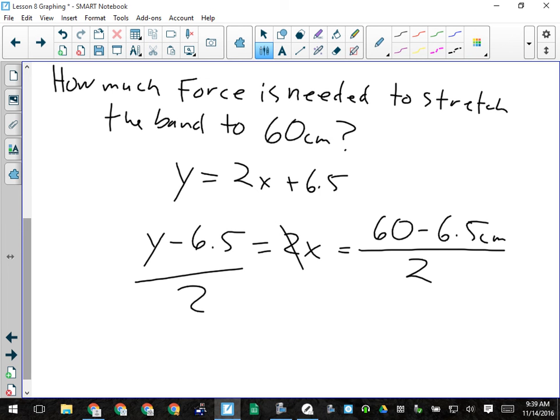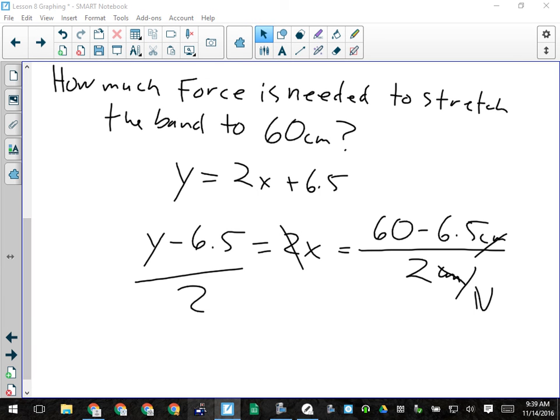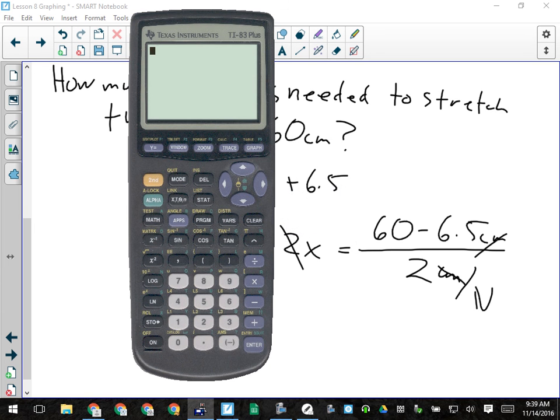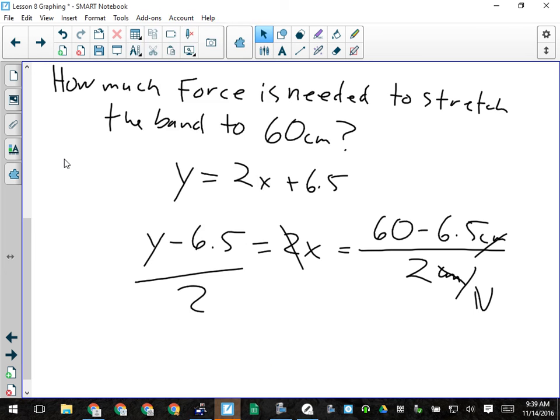Now, here's why this is going to work. The top's in centimeters, and the slope is in centimeters per what? Newton. So the centimeters are going to cancel, and I'm going to be left with the units that should be on an x value for this graph, newtons. So we'll have 53.5 over 2. So we're going to have a force of 26.75 newtons.